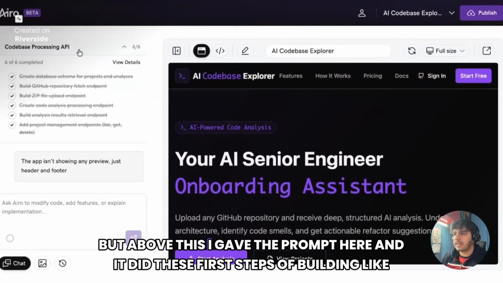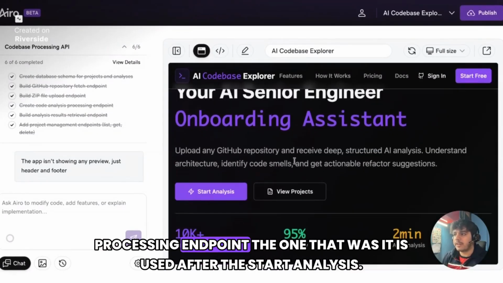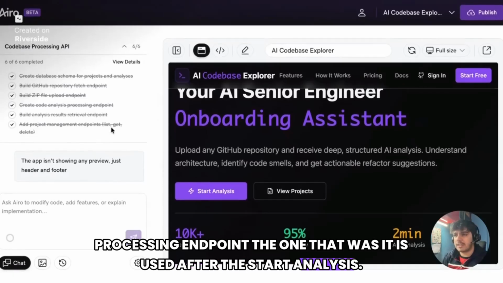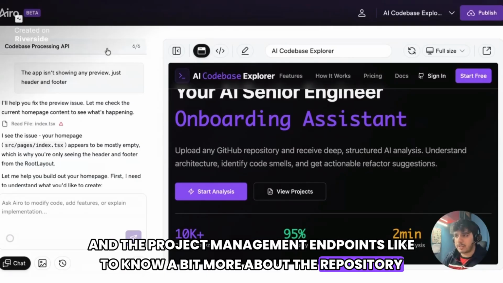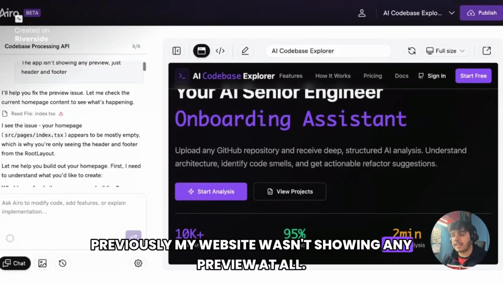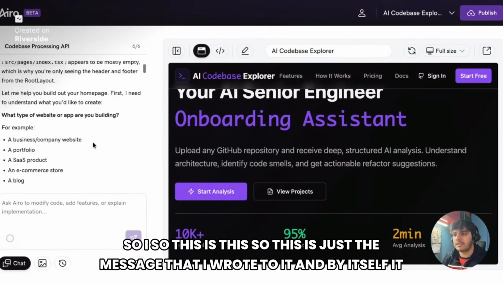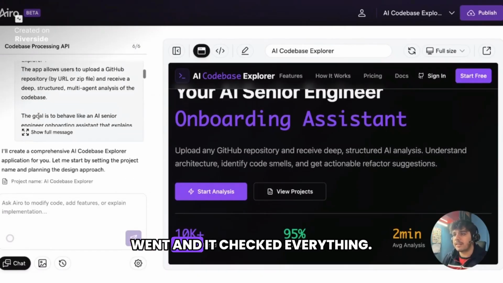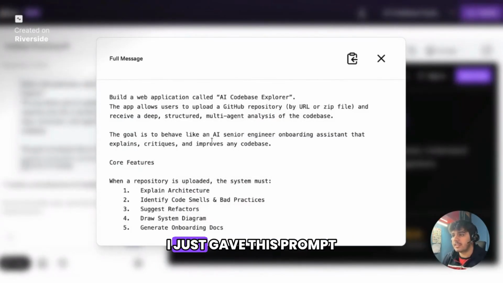The prompt isn't showing because the chat is actually very long. But above this, I gave the prompt here and it did these first steps of building, like creating the database schema, building the GitHub repository and code analysis processing endpoint, the one used after the start analysis, and the project management endpoints, to know a bit more about the repository, like its structure. For example, previously my website wasn't showing any preview at all. So this is just the message that I wrote to it, and by itself it went and checked everything. So this should be the prompt. I just gave this prompt.